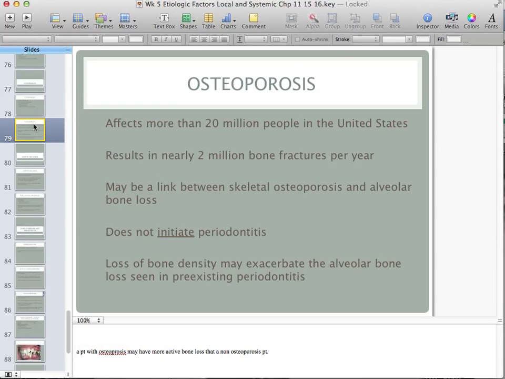Excuse me. Osteoporosis affects more than 20 million people. It may be linked to skeletal osteoporosis and alveolar bone loss. Osteoporosis does not initiate perio. It can just exacerbate perio.